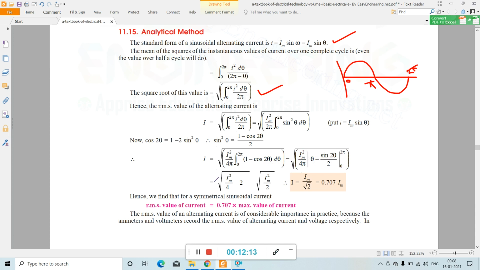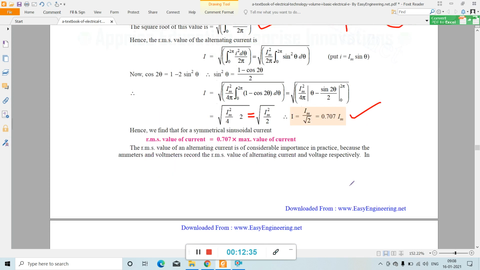Okay, so then the final expression is the root of Im square by 4 into 2, that is Im, this is equal to Im square by 2, so I is equal to Im by root 2, or 0.707 Im. This is the final expression for RMS value of current.